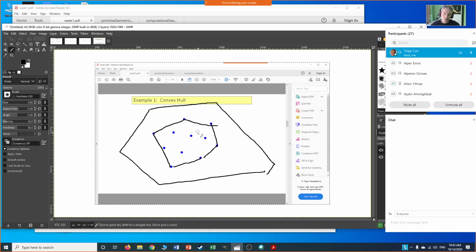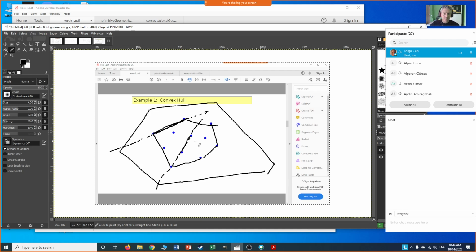After you have this observation, you can also have other observations. For example, if a line segment connecting two points is an edge of a convex polygon that encloses all the points, then all of the other points should lie on one side of this edge. For example, this is another line segment connecting two points, but if you take a look at the line that passes through these two points, some of the points are on the left-hand side, some are on the right-hand side, and therefore this cannot be a convex hull edge.